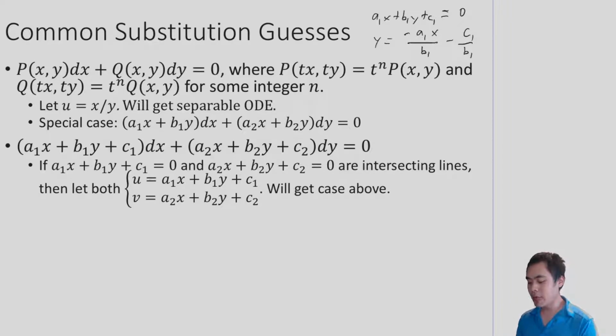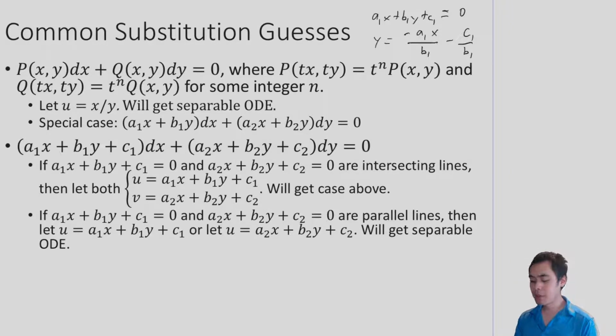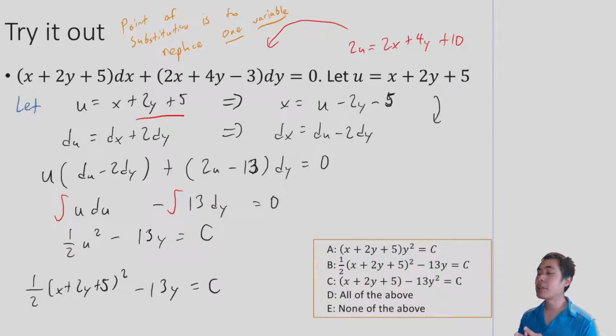And lastly, we had a case where if a1x plus b1y, if the two lines are parallel, then you just have to do one single substitution, so let u be equal to one of the lines. Then you'll get a separable ODE. So that was the strategy for the example that I gave you a moment ago. If you use this substitution here, that's because the two lines are actually parallel. And therefore, you only need to replace one of the lines with your variable, and the other one just becomes your variable scaled by some power, plus or minus a constant. And that ends up being separable.